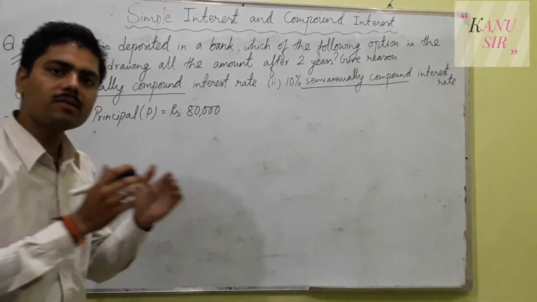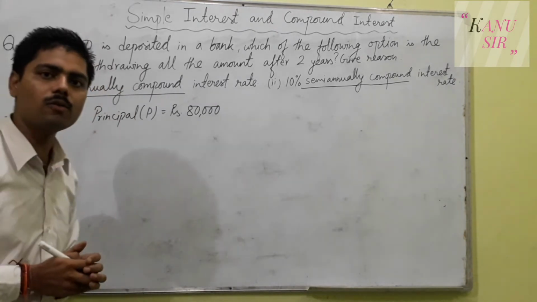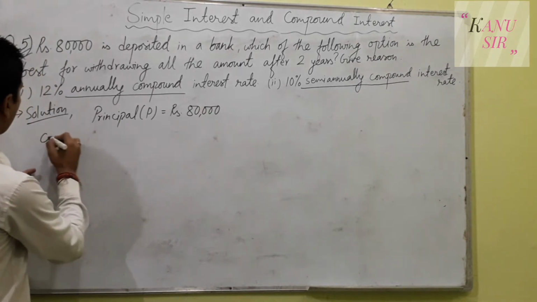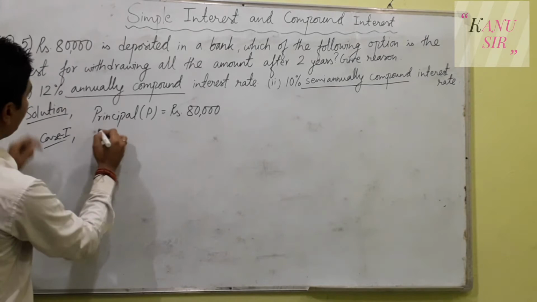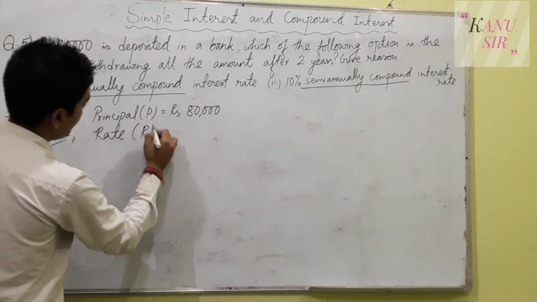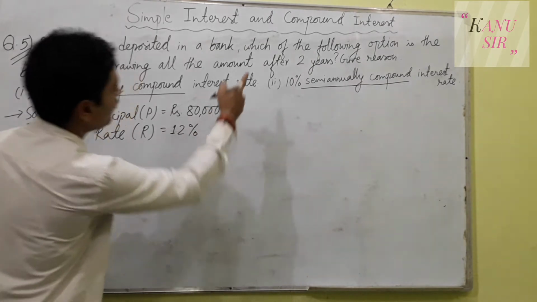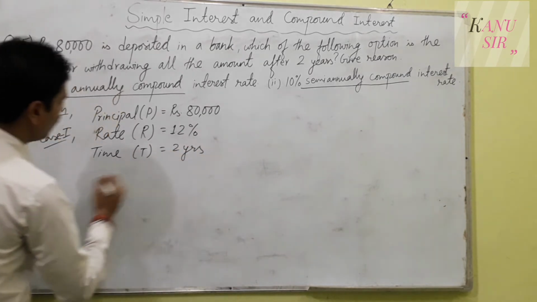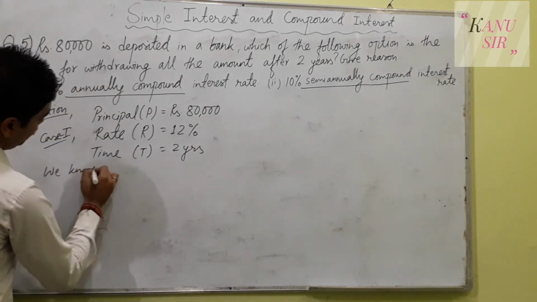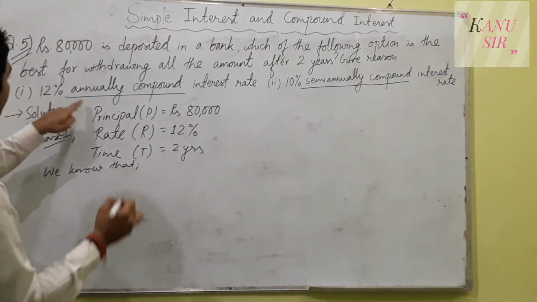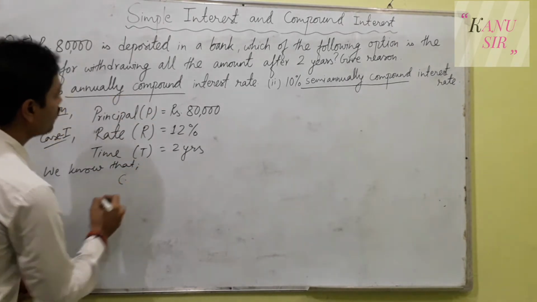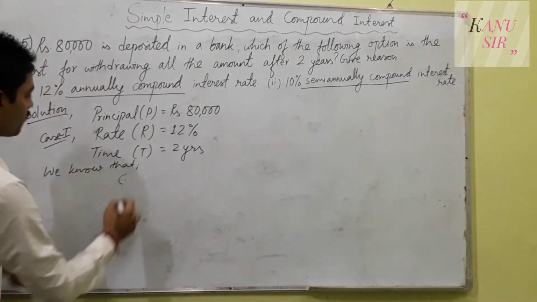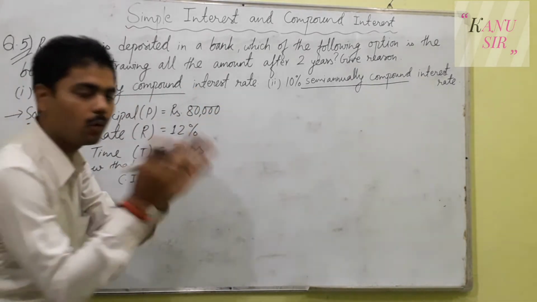Now which one will be the best option to select? For that we have to calculate the values here. Let us calculate the value then. So principal is given, and now for case 1 the rate is 12%, and the time is the same for both conditions, that is 2 years. So we know that in the first case the condition is annually, so compound interest. What is the question demanding here? Interest we have to find, from which condition we may get more interest.